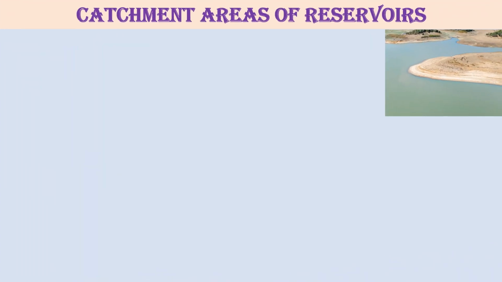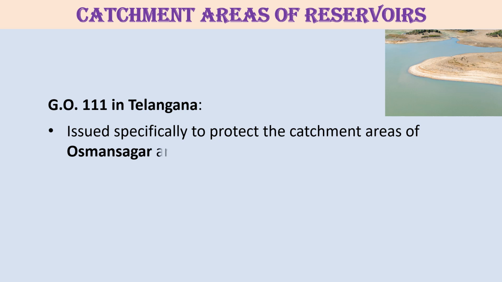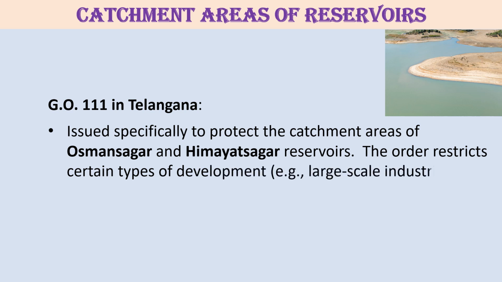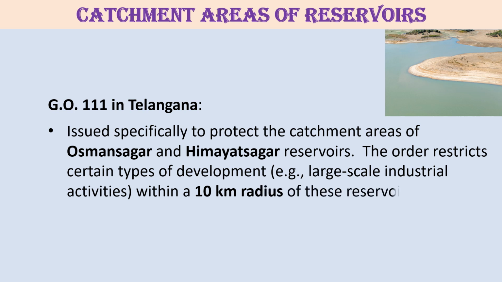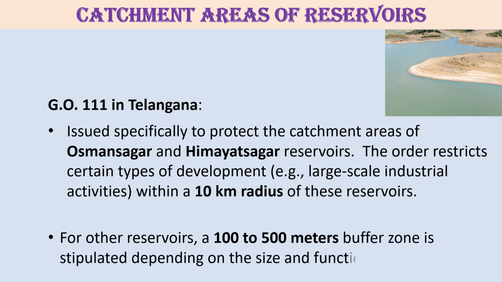For catchment areas of reservoirs, the Telangana state government has issued GO number 111 specifically to protect the catchment areas of Osman Sagar and Himayat Sagar reservoirs. The order restricts certain types of development like large-scale industrial activities within a 10-kilometer radius of these reservoirs. For other reservoirs, a 100 to 500 meters buffer zone is stipulated depending on the size and function of the reservoir.